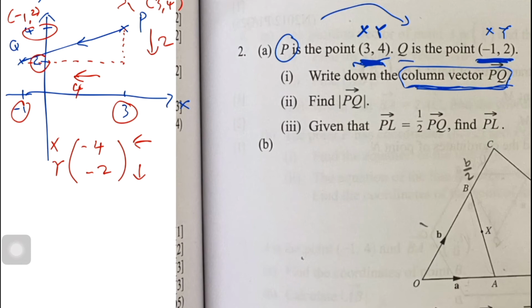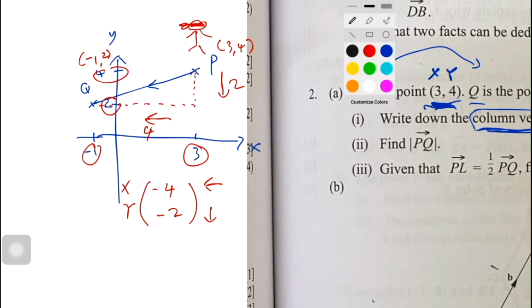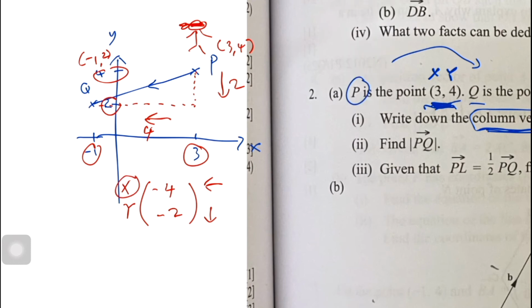So 4 minus 4 is left. Go left. I cannot put go right first, and I cannot go down first, because the top part is x value and the bottom part is y value. So x value is horizontal, either left or right.